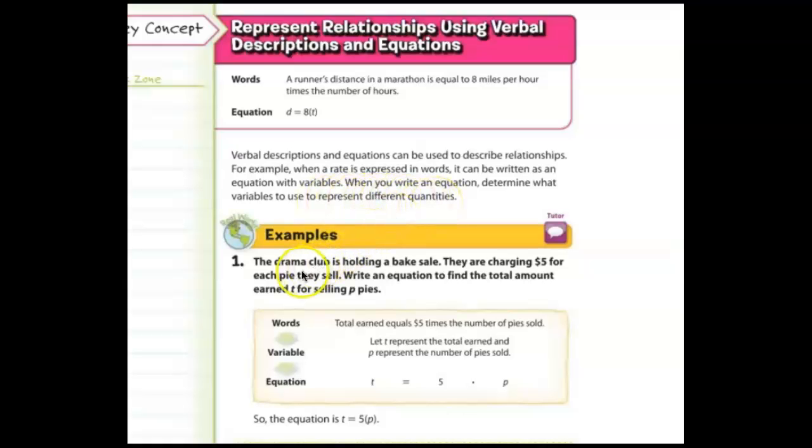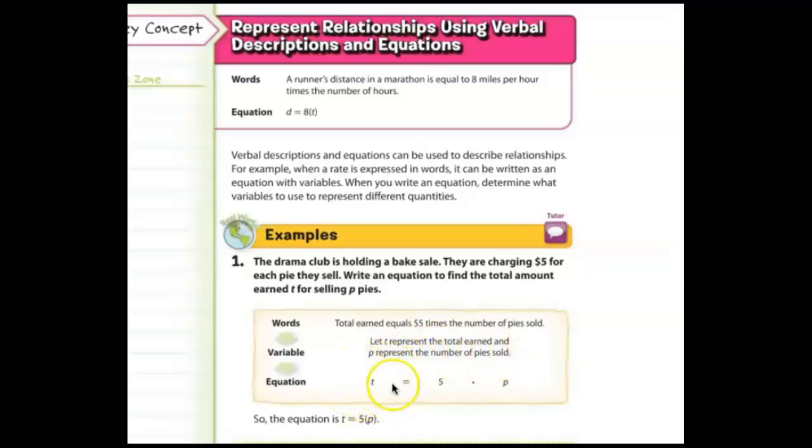Okay, so on number 1, we have the drama club is holding a bake sale. They are charging $5 for each pie that they sell. Write an equation to find the total amount earned, T, for selling P pies. Okay, so the words are the total earned equals $5 times the number of pies sold. So T is going to represent the total earned, and P is going to represent the number of pies sold.